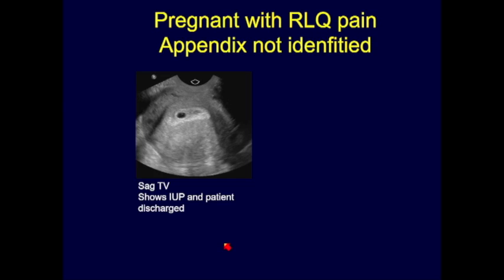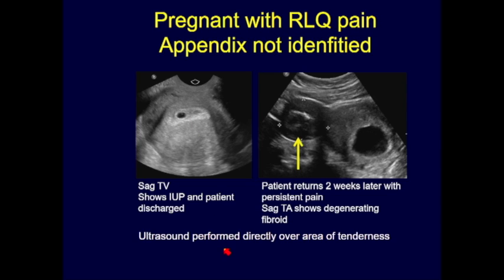This is a different pregnant patient who had right lower quadrant pain. The appendix was not identified. She had an IUP, her ovaries were normal, she was discharged. She came back 2 weeks later, but this time the technologist took an image transabdominally, and then we could see that she had a degenerating fibroid, and that was the site of pain.